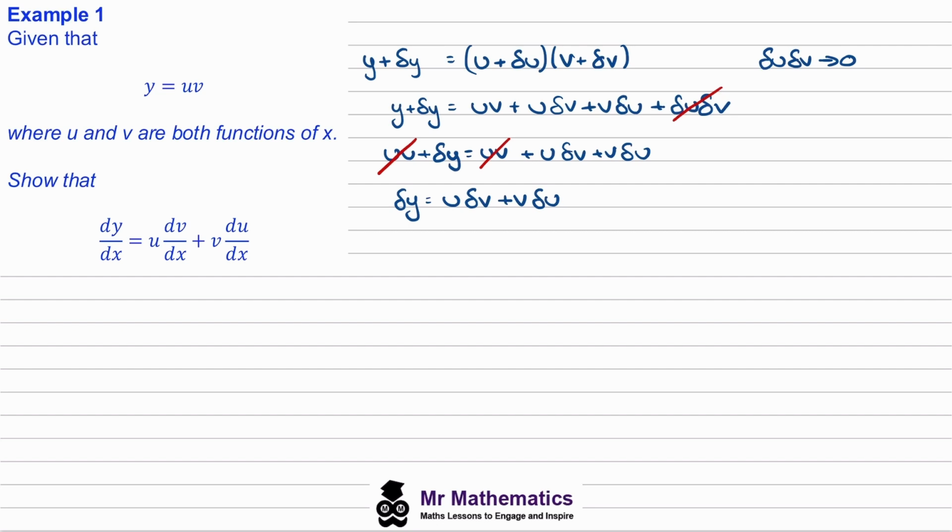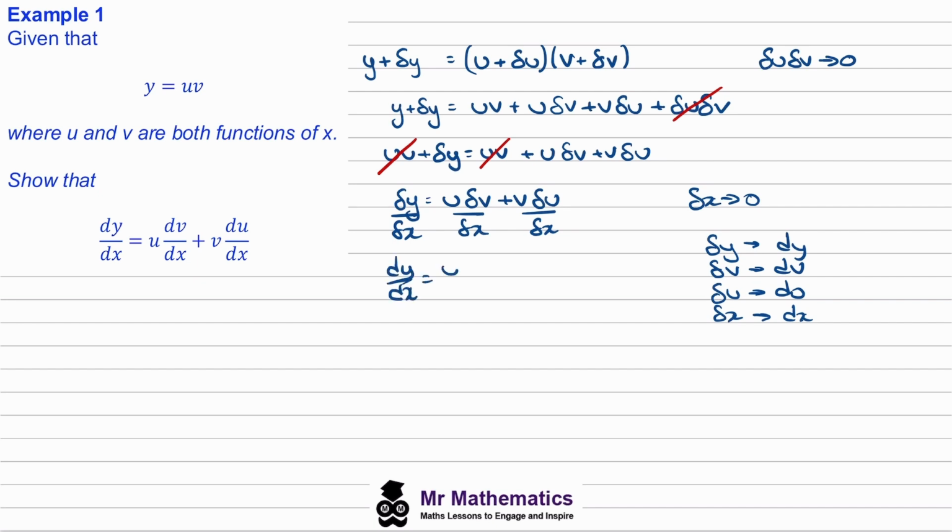Now we can divide both sides by delta x. And as delta x tends to 0, delta y tends to dy, delta v tends to dv, delta u tends to du, and delta x tends to dx. So this equation becomes dy by dx will equal u dv by dx plus v du by dx. And this is the product rule here.